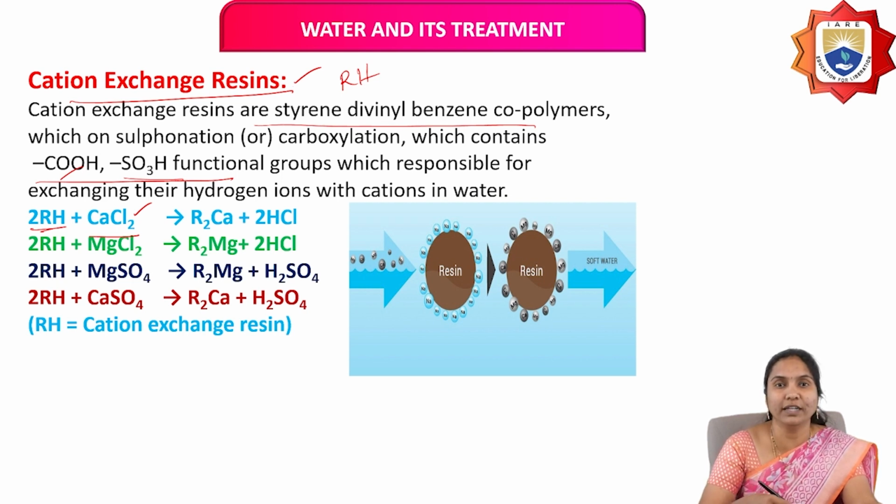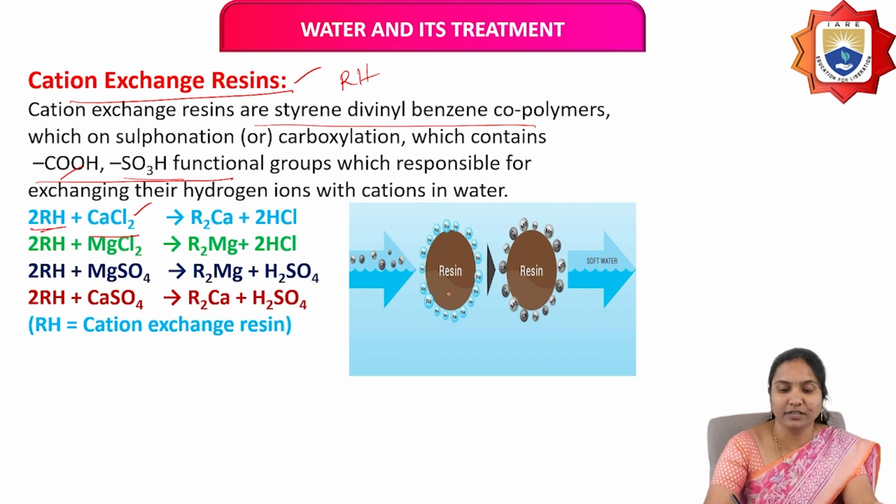So it is capable of exchanging its H plus ions into the water and absorbs all the cations which are present in water, for example calcium, magnesium and sodium, potassium. So whichever cations are present in water will be absorbed by the cation exchange resin and it gives H plus ions into the water. This is the main functioning of the cation exchange resin.